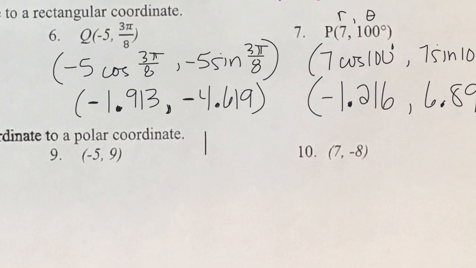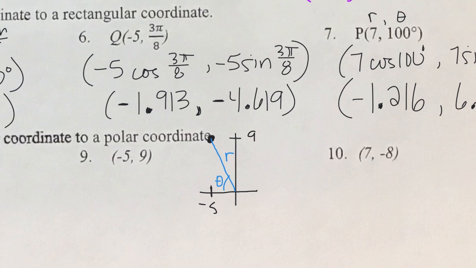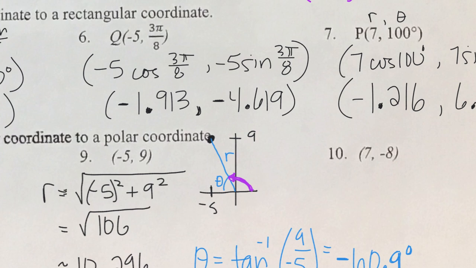So number 9 is -5, +9, which is a coordinate in the second quadrant. Okay, second quadrant. So we're going to find the radius here and the angle, the same way we did up above. So I'm going to pause and do all the work, and I'll be right back. So here's what we've calculated so far. Your radius is 10.296, and the angle we calculated, this angle here in the second quadrant, is -60.9.